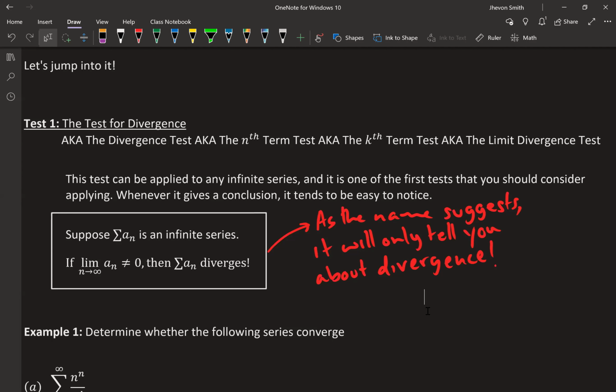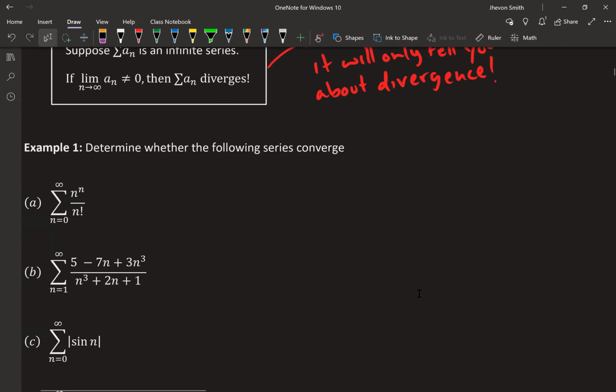So the test for divergence takes that into account. If the limit of the terms does not approach 0, the series diverges. And that's pretty much it. That's the test for divergence. Pretty easy. That's the statement right there in the box. You can take a picture of that. We're just going to jump into some examples because there's nothing really else to say right here.